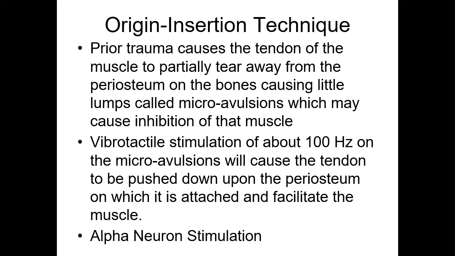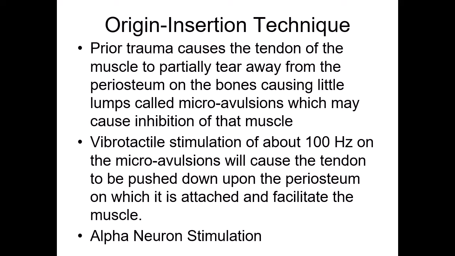The next technique we will look at is the origin insertion technique. This is probably the most widely used technique in order to cause facilitation of an inhibited muscle. Prior trauma causes the tendon of the muscle to partially tear away from the periosteum on the bones, causing little lumps called microavulsions, which may cause inhibition of that muscle. Vibrotactile stimulation or massage of about 100 Hz on the microavulsions will cause the tendon to be pushed down upon the periosteum on which it is attached and facilitate the muscle.